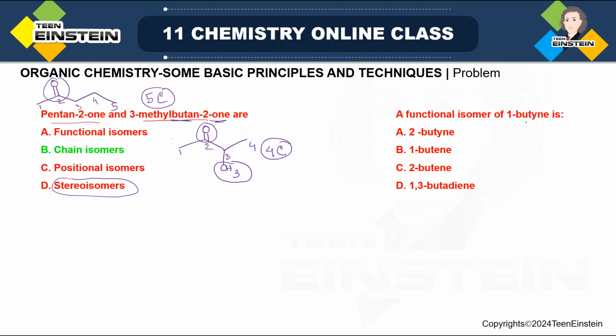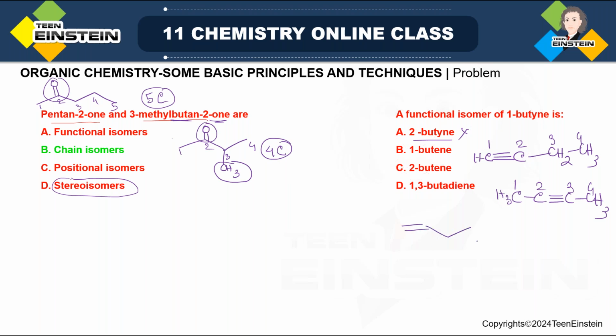A functional isomer of 1-butyne. So 1-butyne is basically CH, C, CH2, CH3. This is 1-butyne. At the 1 position, a triple bond. Now, a functional isomer of 1-butyne, which molecule? Is it 2-butene? Now what is 2-butene? 2-butene is basically this molecule. But in both cases, the functional group we have not changed. So how can it be functional? This is not correct.